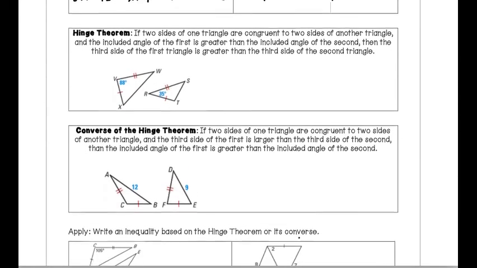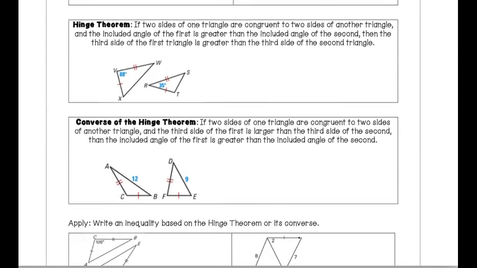So next we're going to look at the Hinge theorem, and this kind of goes along with our triangle inequalities because we're able to come up with some statements of which sides will be greater than others. So the beginning of the Hinge theorem states that if two sides of one triangle are congruent to two sides of another triangle, and the included angle of the first is greater than the included angle of the second, then the third side of the first triangle is greater than the third side of the second triangle.